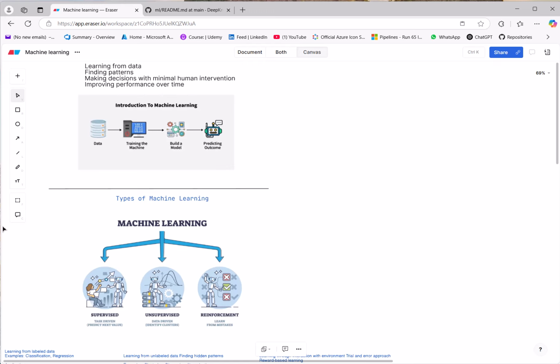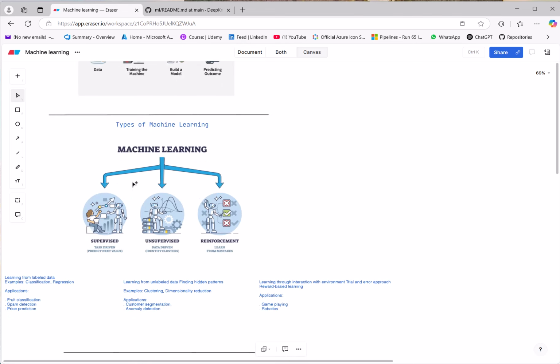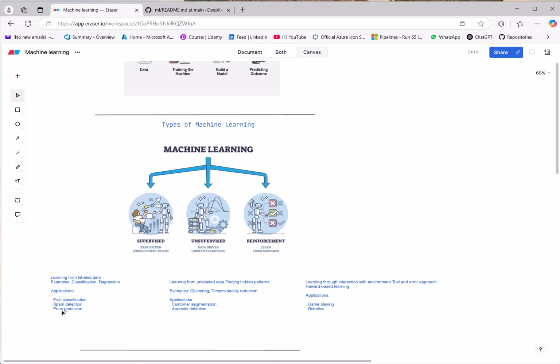If you see here, machine learning has different types. The first one is supervised learning. Think of it as learning with a teacher. The algorithm learns from labeled examples, like a student learning from solved problems.